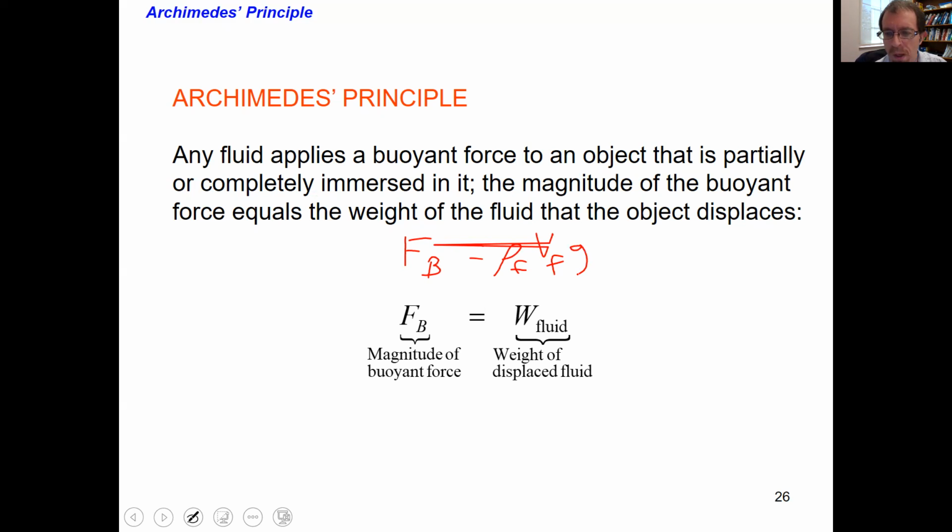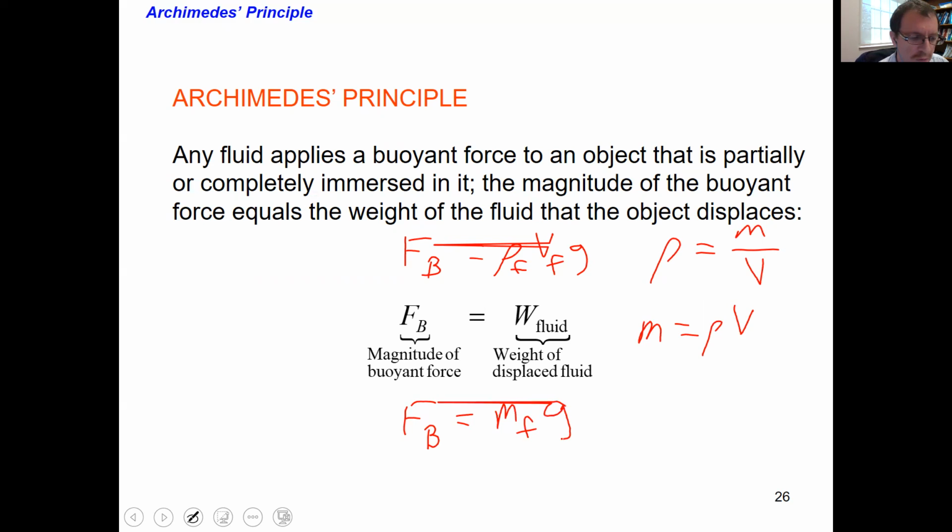And then we recall that density is equal to mass over volume. So then our mass would be equal to density times volume. We would end up with buoyant force is equal to the mass of the fluid times small g.